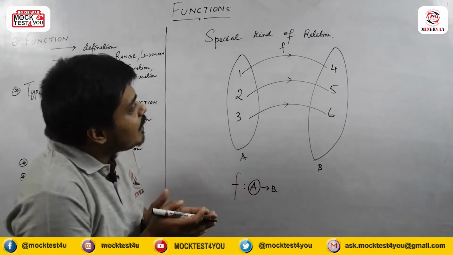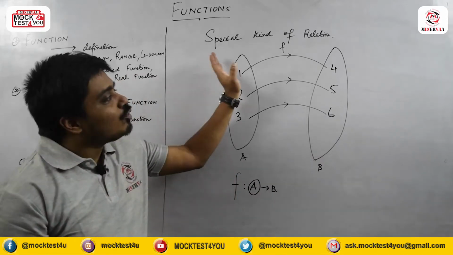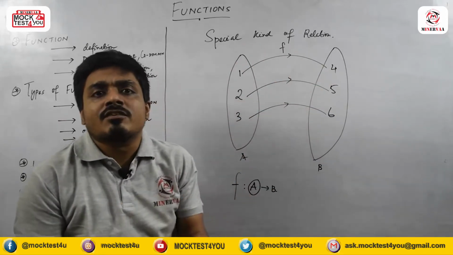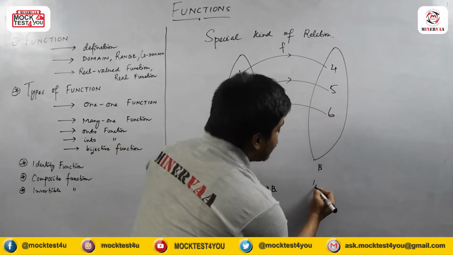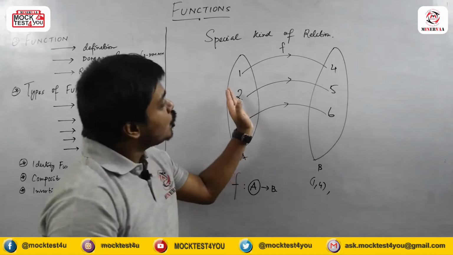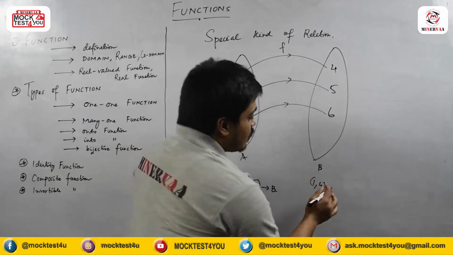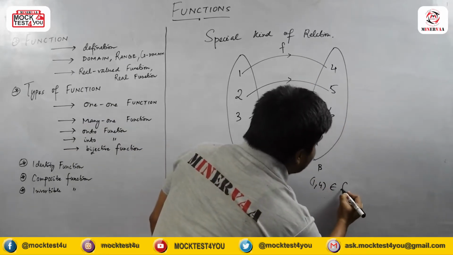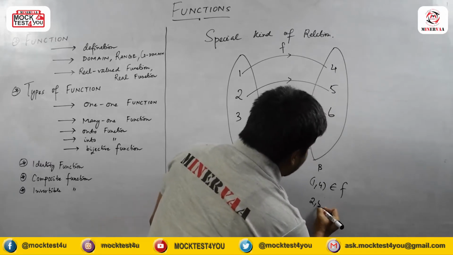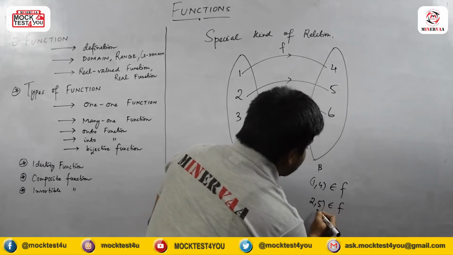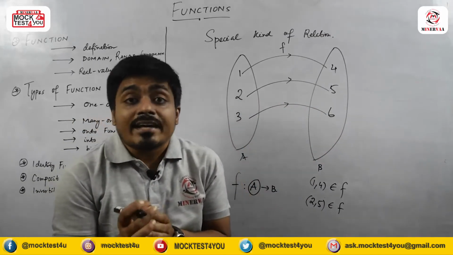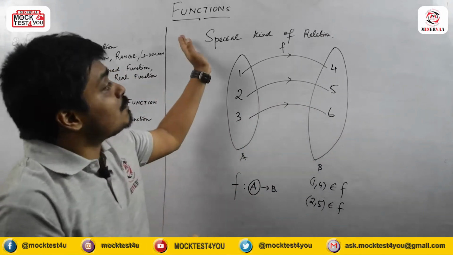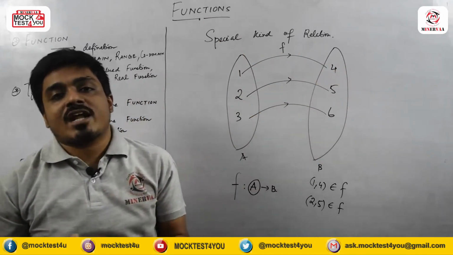Now listen very carefully. If I have to write the elements of the function, what are they? Here (1, 4) is an element. Then (2, 5) is an element of the function, and (3, 6) is also an element of the function. Like this we determine a special kind of relation, which is also known as a function.